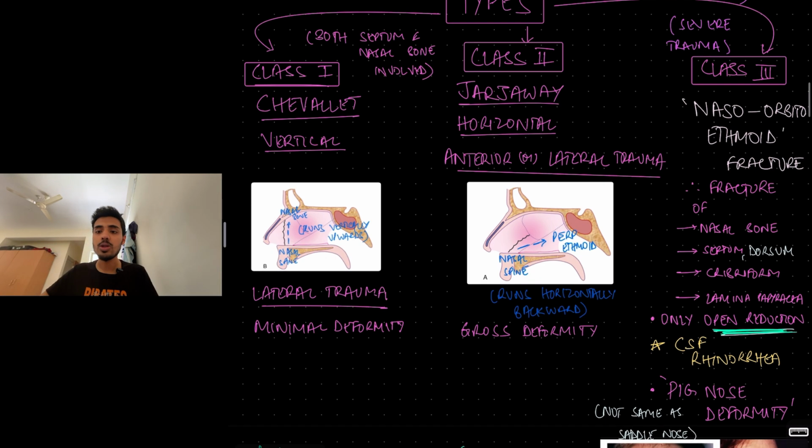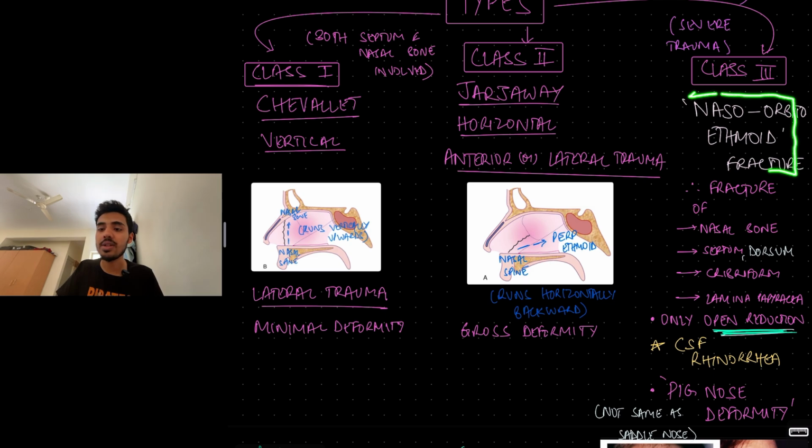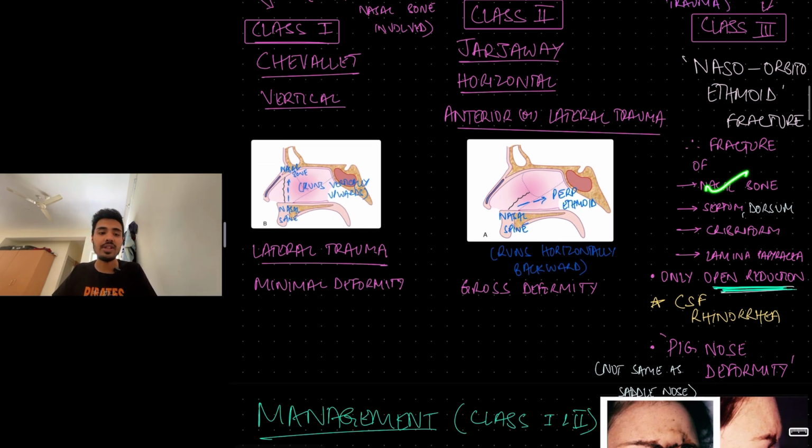Class 3 fracture is also known as naso-orbito-ethmoid fracture. It occurs due to severe trauma, as in road traffic accidents. What all can get fractured? The nasal bone, the septum, the dorsum of the nose, the cribriform plate, the roof of the nasal cavity, and the lamina papyracea, the medial wall of the orbit. All of these bony structures can get fractured because of severe, high velocity trauma.